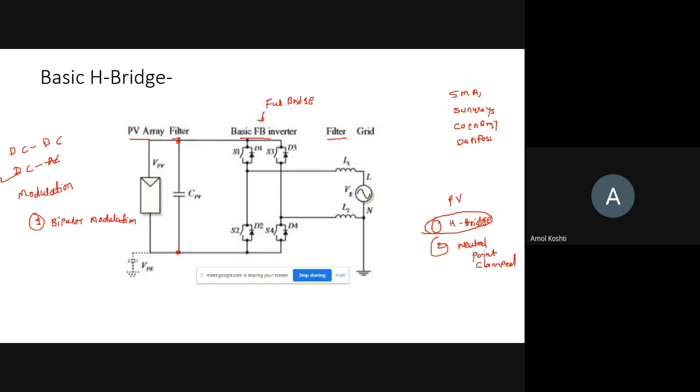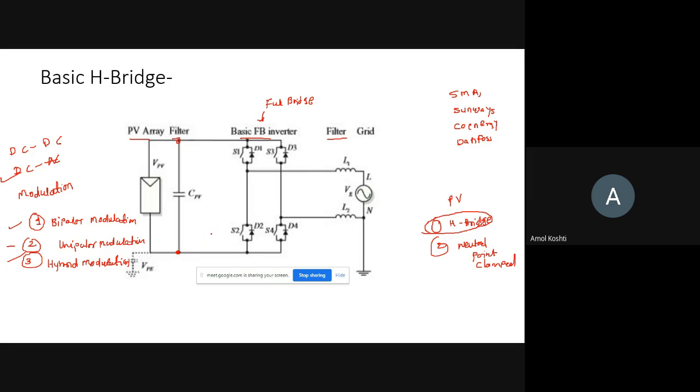Second is the unipolar modulation, and third is the hybrid modulation. So these are the three modulation techniques. By using these three modulation techniques, we can drive this H bridge inverter and produce the output.